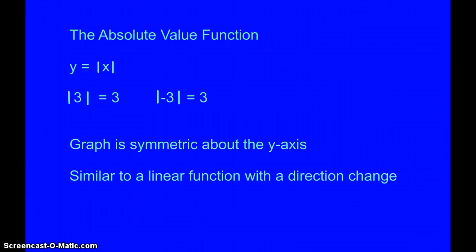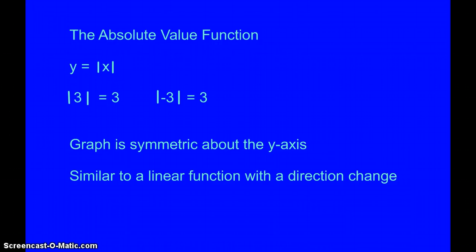So just a quick reminder, if we have something like y equals the absolute value of x, we need to remember that the absolute value of 3 is 3 and the absolute value of negative 3 is 3. Therefore, you have two different x values giving you the same output, the same y value. So because of that, you're going to end up with a graph that is symmetric about the y-axis, because on the right side of the y-axis and the left side of the y-axis, you're going to get the same solutions. Therefore, the graph's going to look the same on both sides.